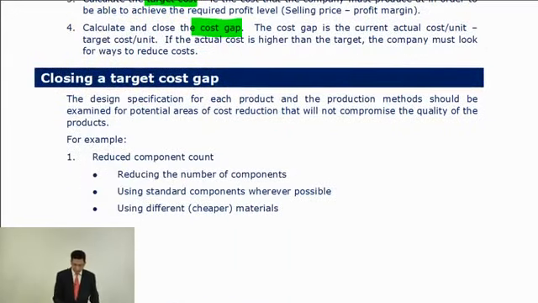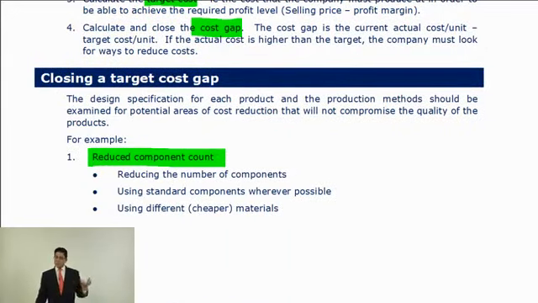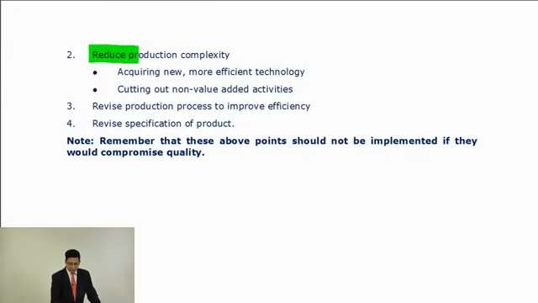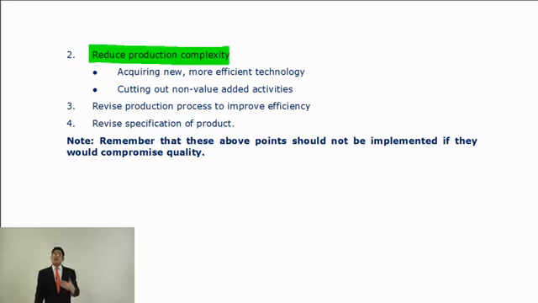For example, we can reduce the component count. We can reduce the number of components in a material if it's possible. We can use standard components, we can use alternative materials, not necessarily cheaper, but any alternative materials. Instead of plastic grade 1, we can use grade 2, something like that. Okay, or we can reduce the production complexity. We can buy better, up-to-date, sophisticated plant and machinery or technology. We can ask to design a better production process. And we can ask the production engineers even to design a new product as well, change the design of the product. We can cut down the non-value additions if there are any, okay?